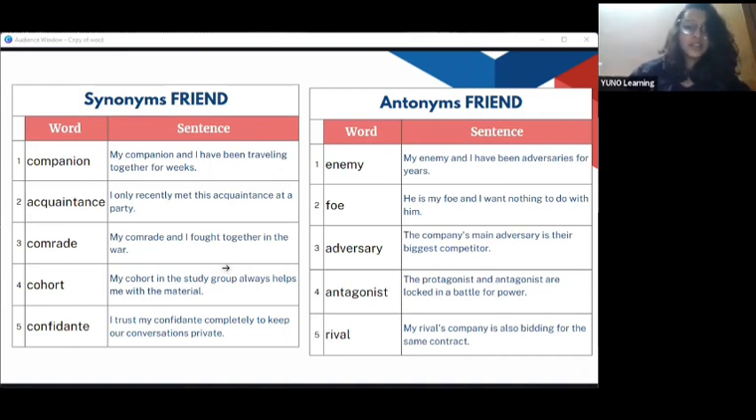Then we have rival. My rival's company is also bidding for the same contract. So rival is mostly used when you're talking about business or something professional. You use the word rival.